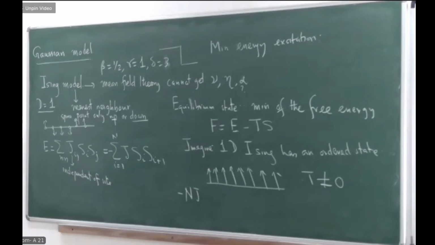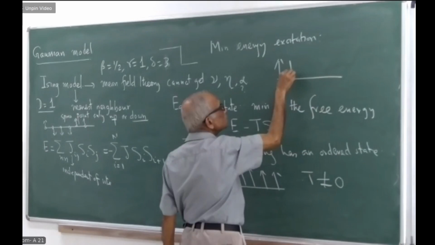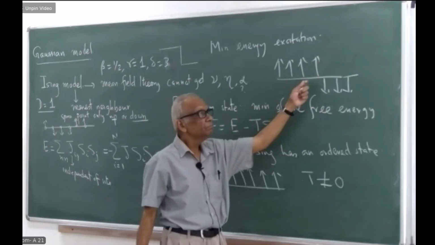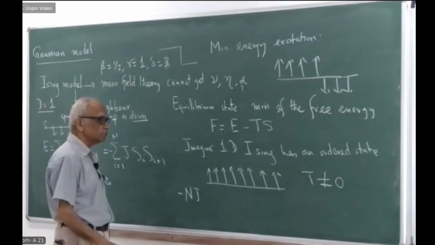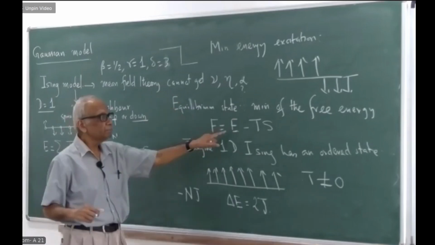Are you saying that? Yes, sir. Okay. That is the configuration, which is the minimum excitation, which costs only one spin flip. So what was the energy minus J has now become plus J. So delta E, if I make that change, is equal to 2J. All right. So that is a contribution from here. What is delta S?